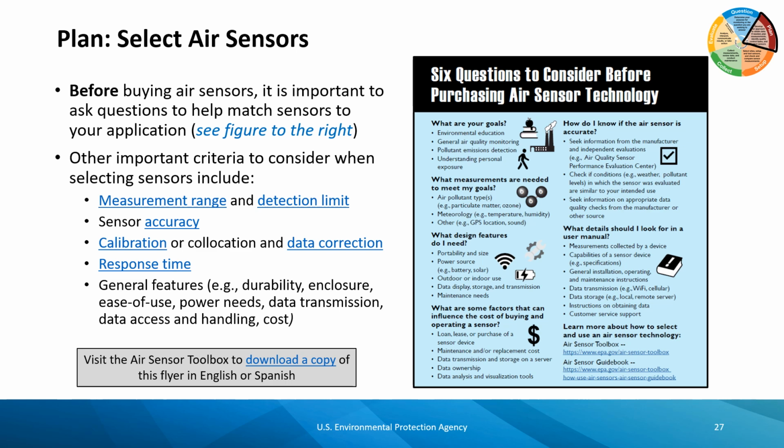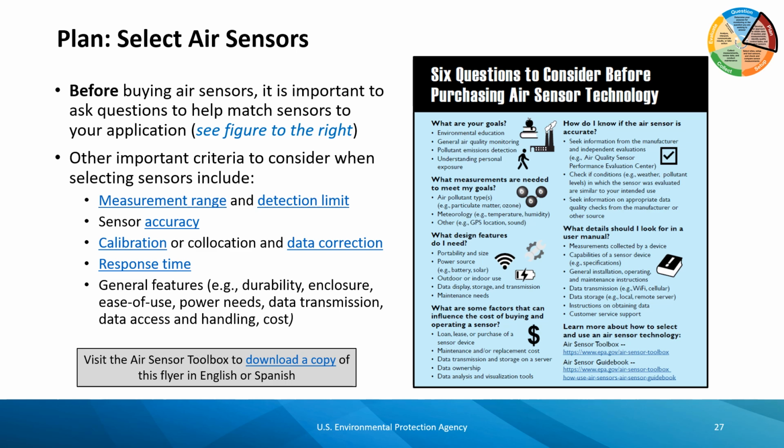Now that you have a plan, you are ready to begin the sensor selection process, but there is still a lot to consider. The first step is to ask questions to help match sensors to your application. Some questions to consider are shown in the infographic on the right, which can also be accessed through the link to the Air Sensor Toolbox provided below. Let's walk through these questions.